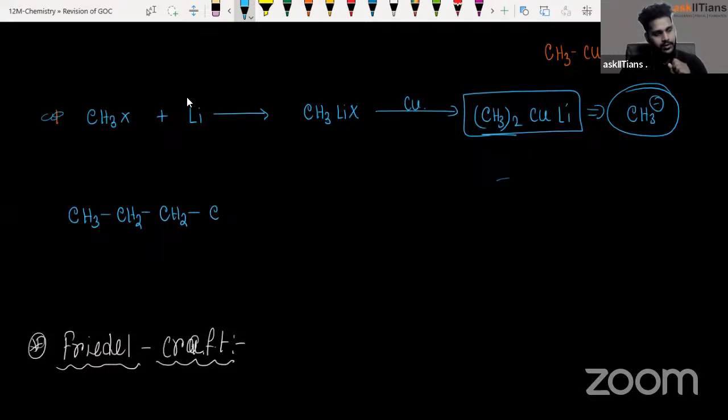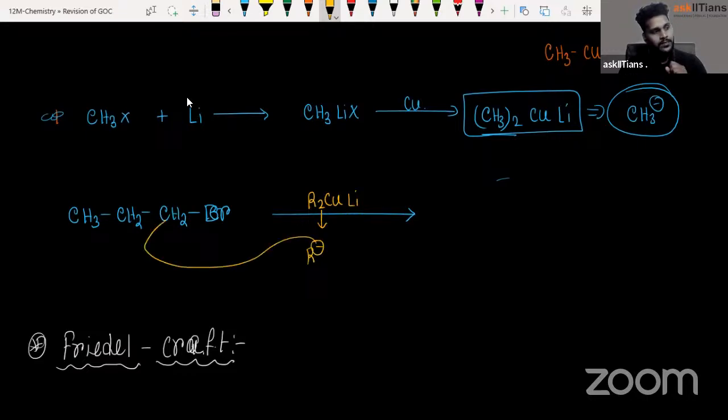Let's give a halogen instead, Br. If you treat it with R2CuLi, what happens is you get R minus from here. The R minus makes an SN2 reaction, and you get a product with R on it. That means you can anytime increase the number of carbons by whatever number you want.